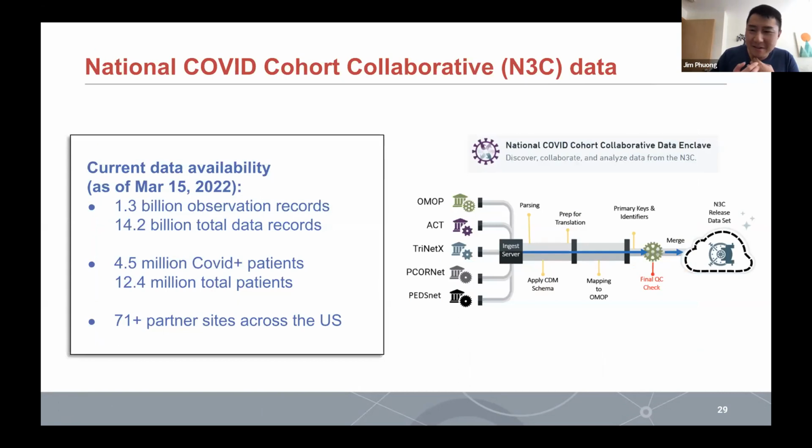This graphic is actually a few months behind, but we captured this back in March. At that time, there were 14 billion data records in N3C. And I forget how many sites at that time had already been submitting social determinants of health data. This is the composite of all the different sites contributing to N3C, whether it was OMOP format or ACT, TriNetX, PCORnet, or PEDSnet, but the aggregate is the N3C released data set that has all these records.